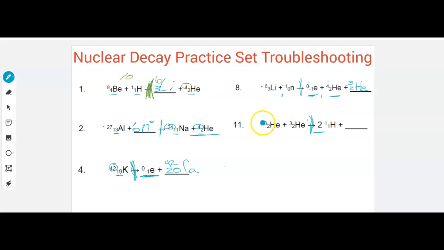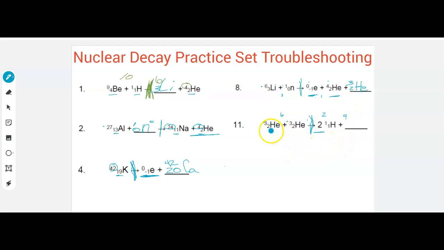I have 3 plus 3 on the left, which gives me 6. On the right, I have to remember to double it because I've got a 1 in the mass position, but there's 2 of them. So 2 of them that weigh 1 is 2. So to fill in the blank, what plus 2 will equal 6, and the answer is going to be 4.